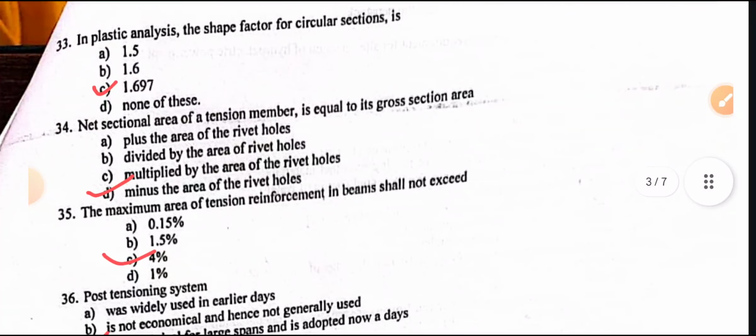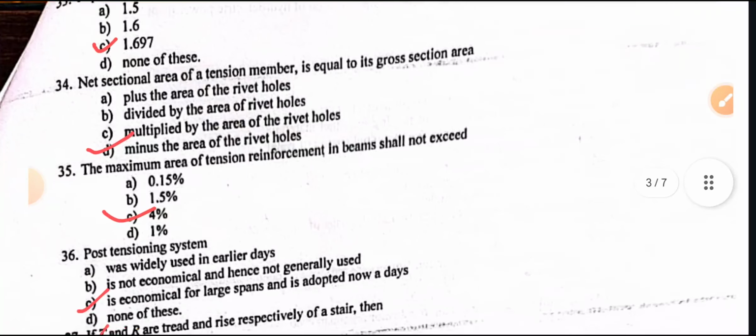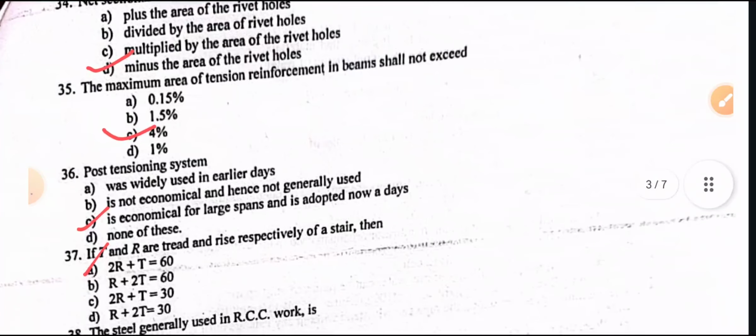Net sectional area of a tensile member is equal to its cross sectional area minus the area of rivet holes. So if you want to get net sectional area, then you should subtract the rivet holes area from the cross section area. The maximum area of tension reinforcement in beams should not exceed 4%. That should be the maximum area of tension reinforcement in beams.